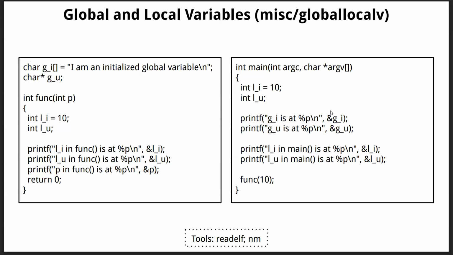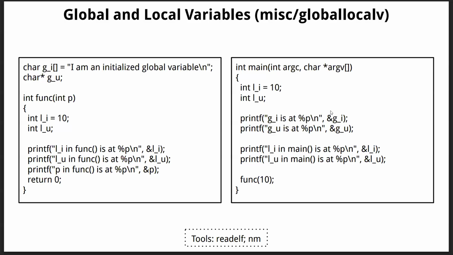We have a local variable l_i initialized to integer 10, and another uninitialized local variable l_u there. Then we have a printf to print out two global variables' addresses, and those global variables are defined on the left-hand side. The first one is actually a pointer, it points to a string, and the string itself is hard-coded.